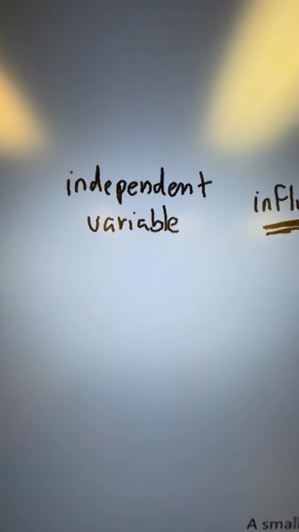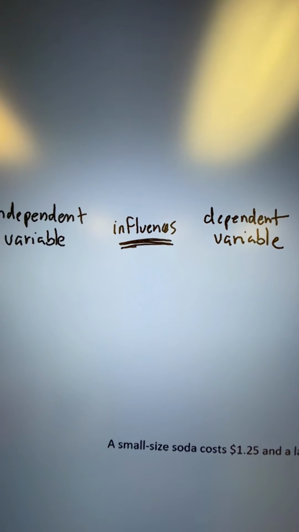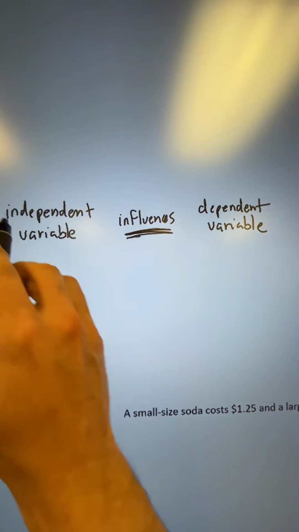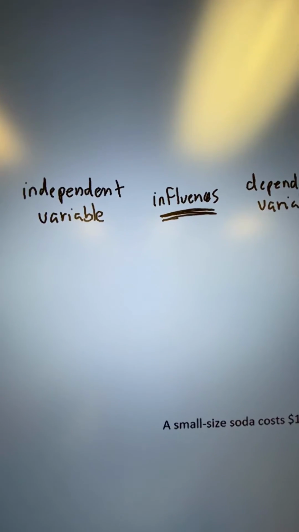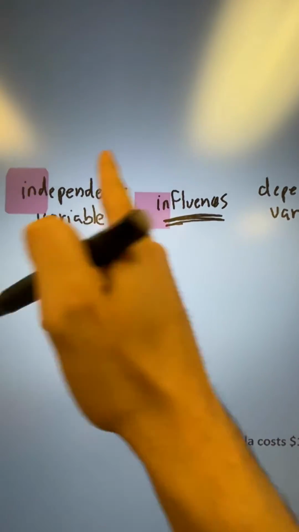So I use this up here. Independent variable influences the dependent variable. So that's one thing I keep in mind. The independent variable always influences the dependent. Notice that the independent starts with the same prefix. So let me just highlight this. The same prefix: independent, influences.